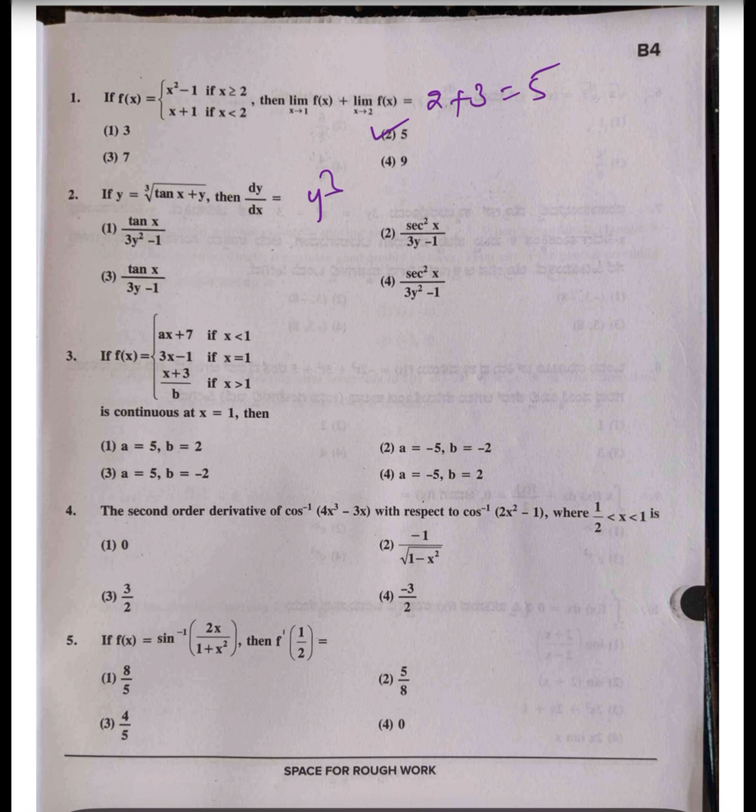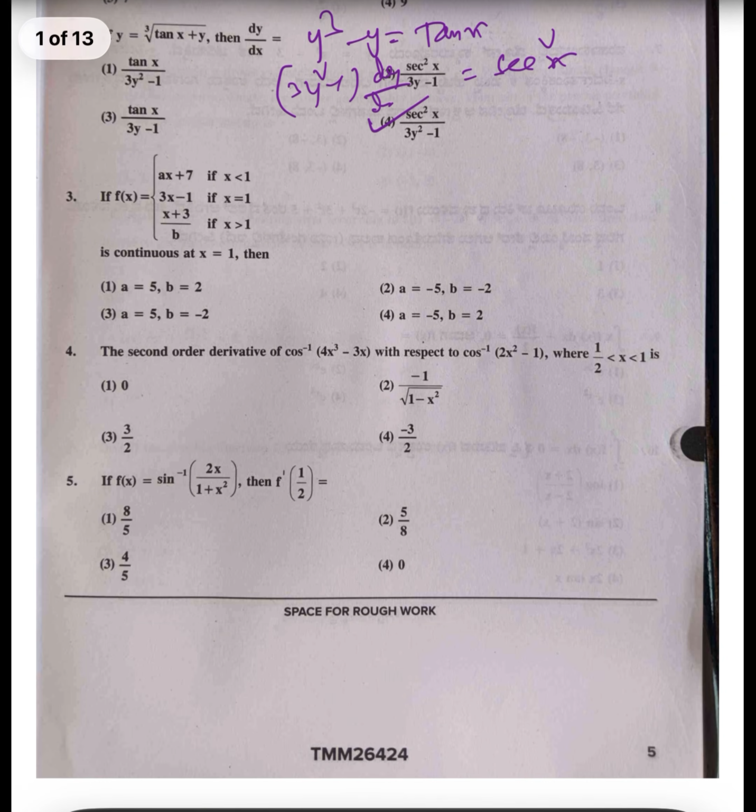Here it is y cube minus y equal to tan x. The derivative of y cube minus y, 3y square minus 1 into dy by dx equals to tan x differentiation is secant square x. So the answer is secant square x by 3y square minus 1.